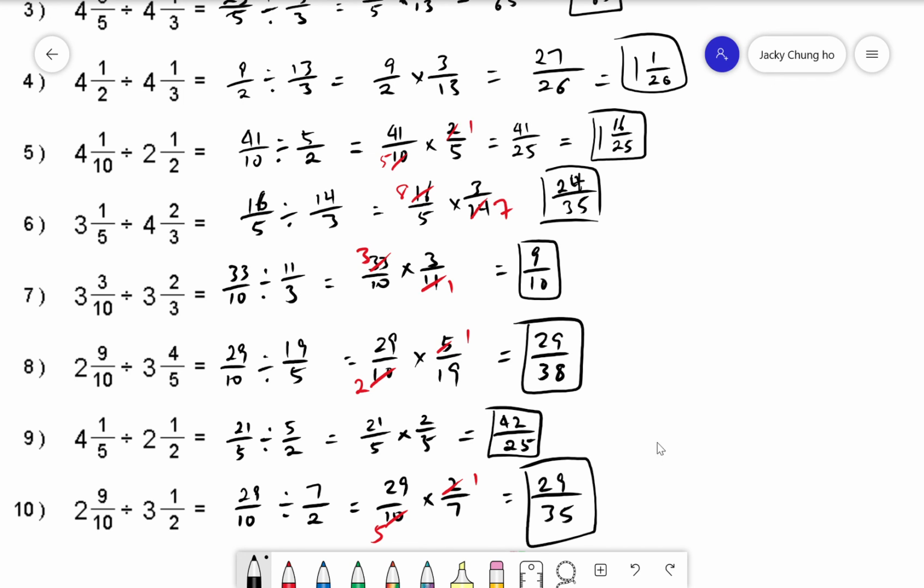And that's it. So hopefully you guys now know how to do mixed number divisions, and obviously this type of problem will exist in your final exam, so please review it and study over it.